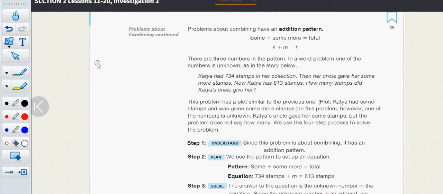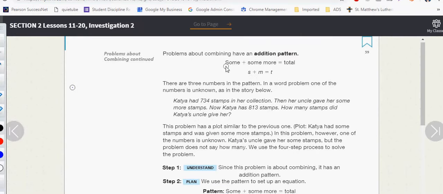You maybe have used the terms some and some more problems, right? Where you get some at the beginning, you tack on some more, and you finish with a total. That can be abbreviated as S plus M equals T, where we're just using that first letter as our variable in the equation down here. So you're going to be looking for two of these and solving for the third usually.